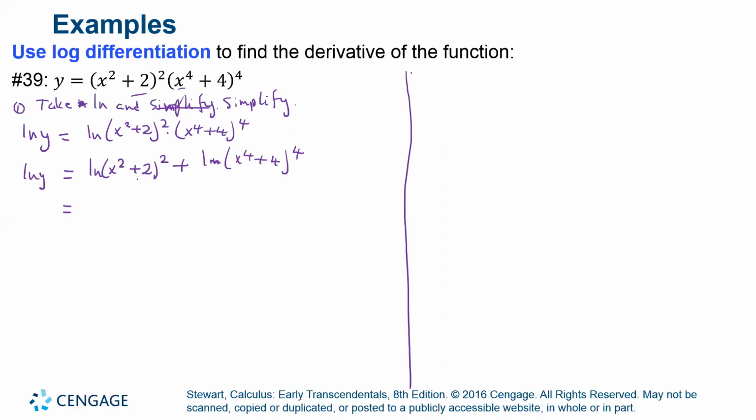We haven't finished. We've got to go further, because the exponents will go to the front. That is 2 natural log of (x squared plus 2) plus 4, because of this 4 here, times natural log of (x to the 4 plus 4). So now we have natural log of y equal to that. We have taken natural log on both sides and simplified. Now, step 2, it says: differentiate.